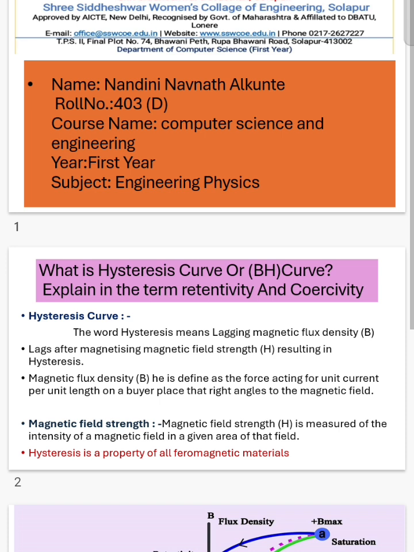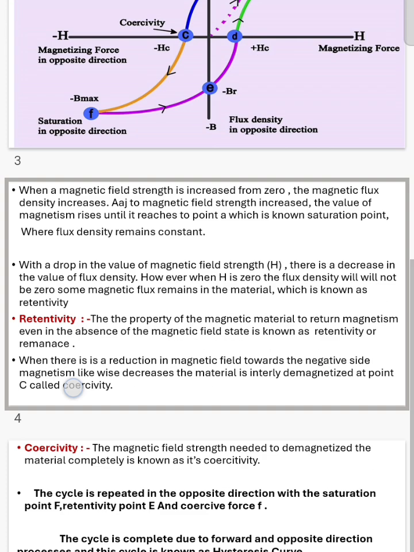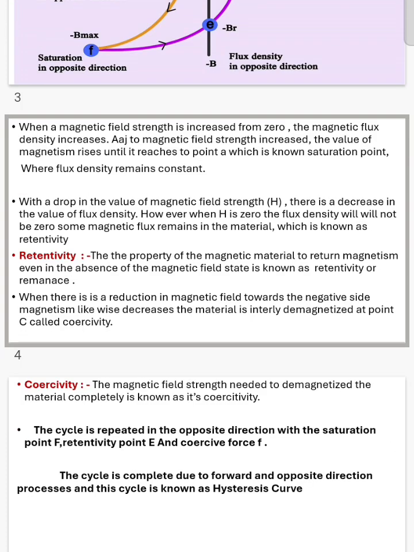The cycle is repeated in the opposite direction with the saturation point F, retentivity point E, and coercive force F. The cycle is complete due to the forward and opposite direction process, and this cycle is known as the hysteresis curve.